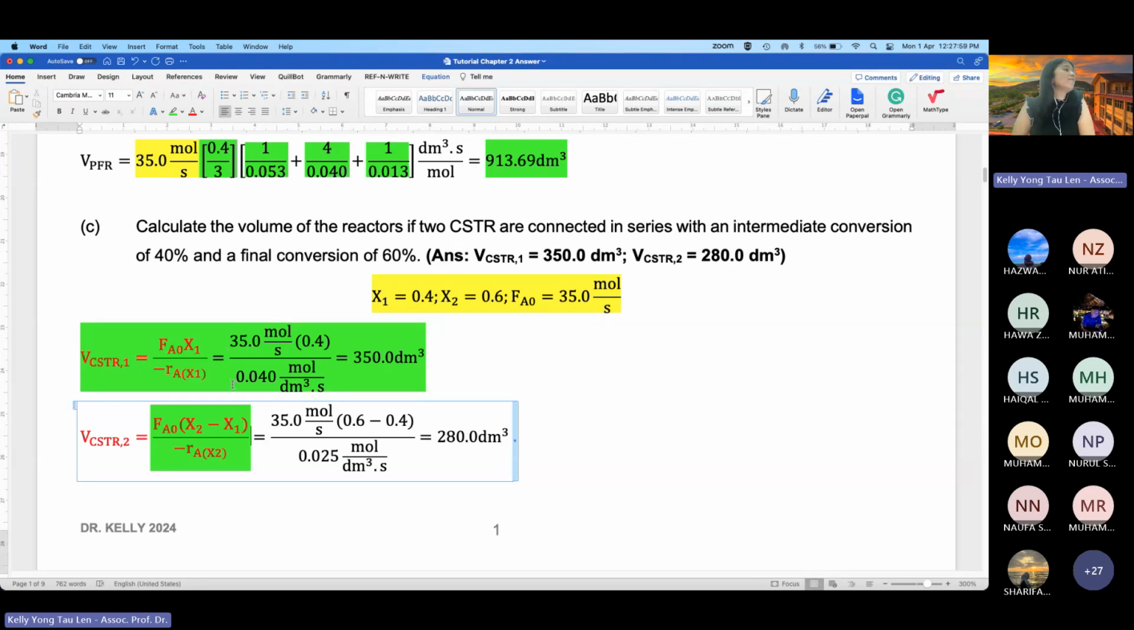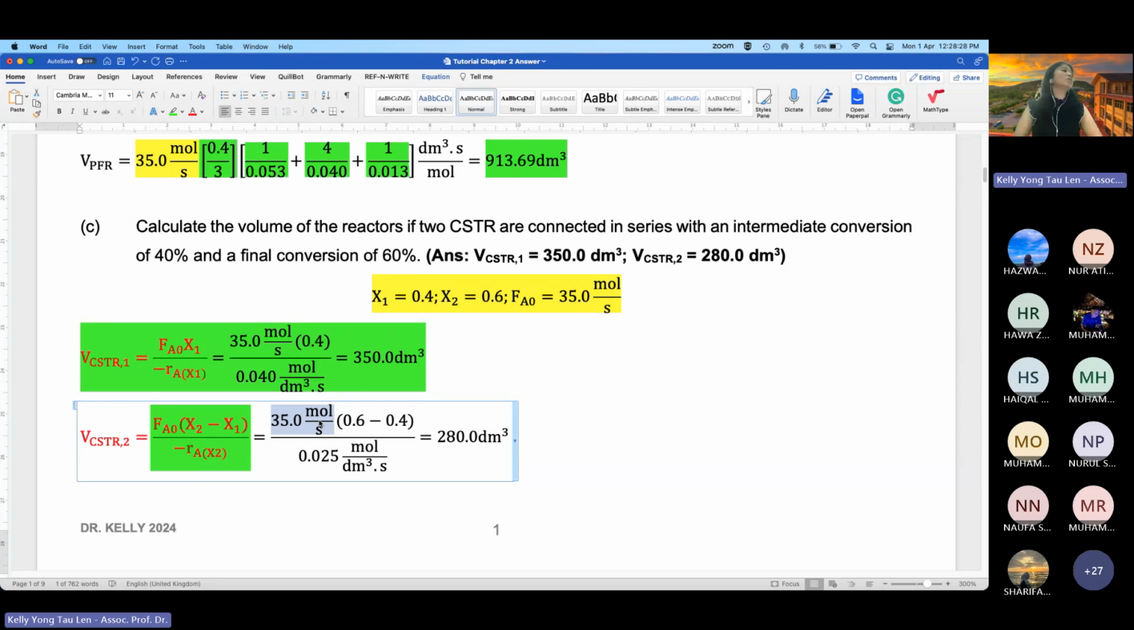Okay, so FA0 is still 35 mole per second. That's why we keep using the same FA0 regardless of reactor 1 or reactor 2, because as I said, conversion does not reset. It's based on the very initial FA0. So regardless you go into 10 reactors, you will still use the same FA0, which is the initial molar flow rate that enters the first reactor. Okay, so FA0 is still the same, 35.